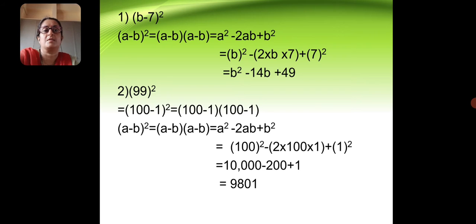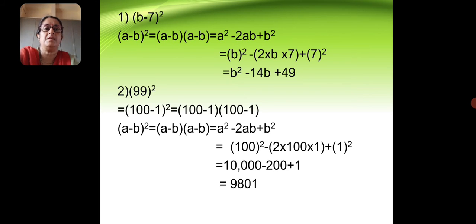So that gives us b square minus 14b plus 49. We'll do the next sum, that is 99 square, using the same identity. So how are we going to write 99? It is 100 minus 1, that gives us 99. So 100 minus 1 whole bracket square is 100 minus 1 into 100 minus 1.